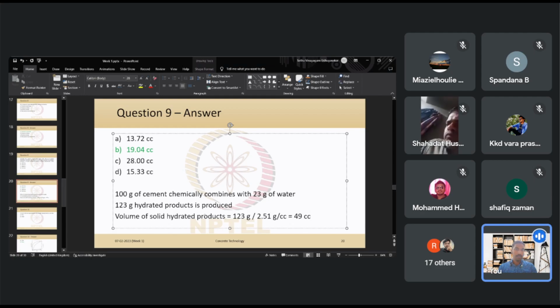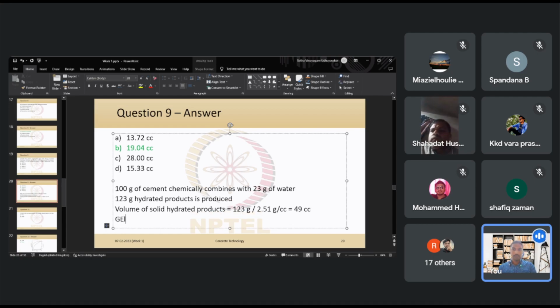Okay, so we get the volume of the solid hydrated product. We know the mass, we know the density. From that, we can get the volume of the hydrated products. And what else do we know? We are given that the gel porosity is 28%. So what do we mean by porosity? Porosity is nothing but the volume of voids to the total volume. That is the definition of porosity, and that is given as 28 percent.